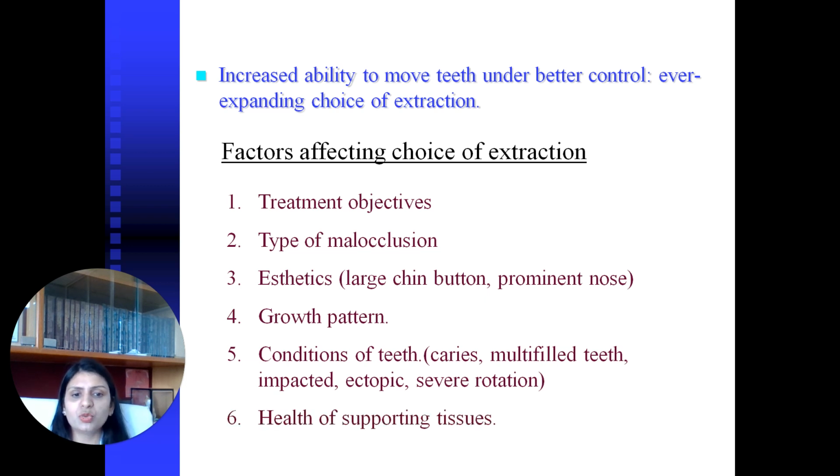Health of supporting tissues. Let's say we need to extract a first premolar, and in the same patient we have recession with respect to the second premolar. So definitely the periodontium is affected, and in that particular patient, we will prefer to extract the second premolar because the periodontium is not sound. Or maybe there is some periodontal radiolucency. So we will prefer to extract that particular tooth rather than extracting a sound tooth.